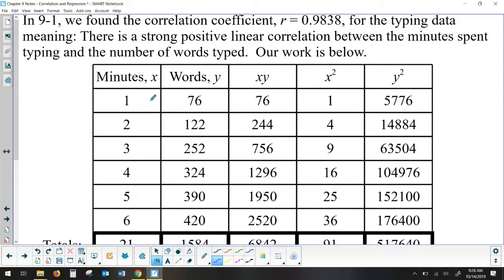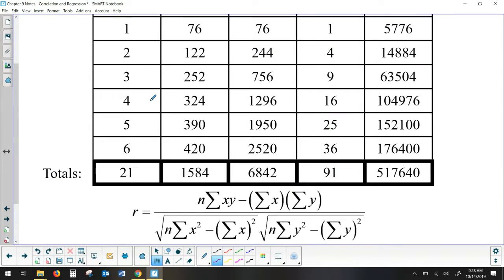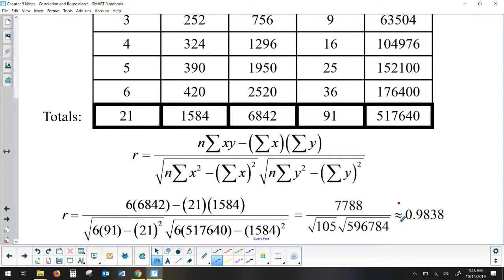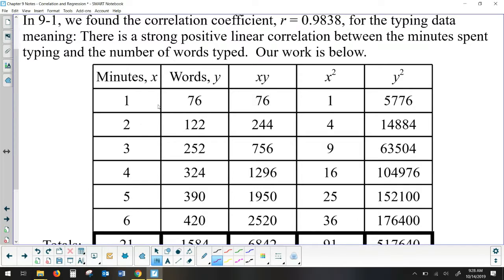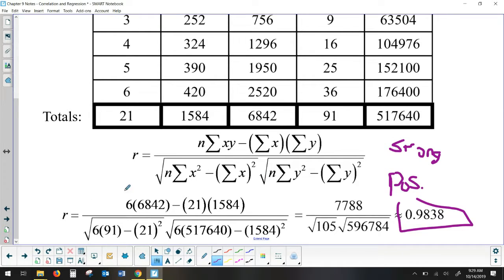So, 9.1, we have this table. We made it together. We found our correlation coefficient. It ended up to be 0.9838. We said that's a strong positive relationship. So between those words being typed and the minutes you had to type them, there was a strong positive correlation.